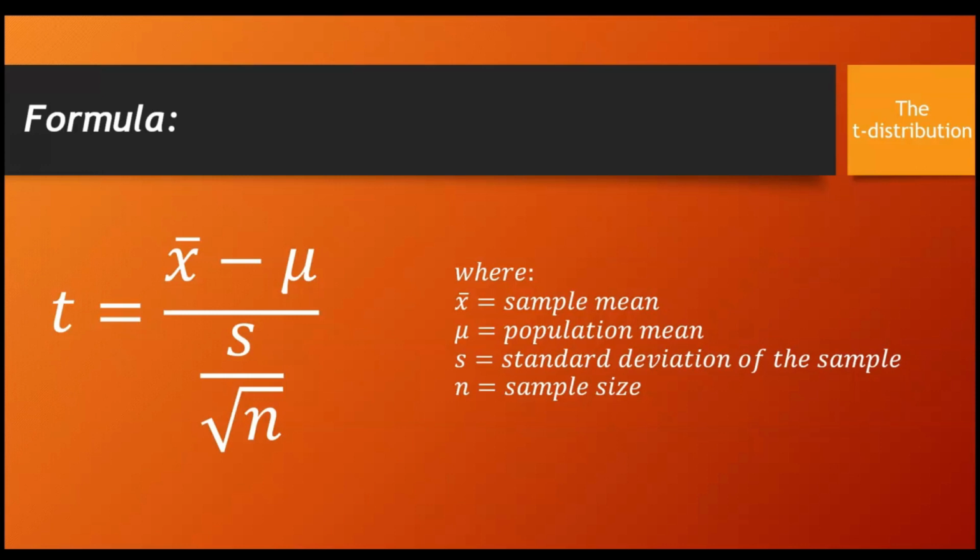The formula in finding the t-score is this one, where x bar is equal to the sample mean. The Greek letter mu is the population mean. The small letter s represents the standard deviation of the sample, and the small letter n represents the sample size.